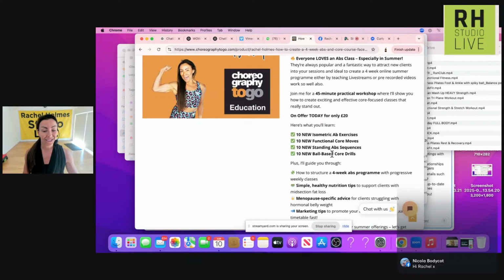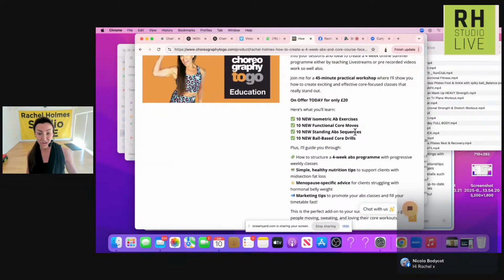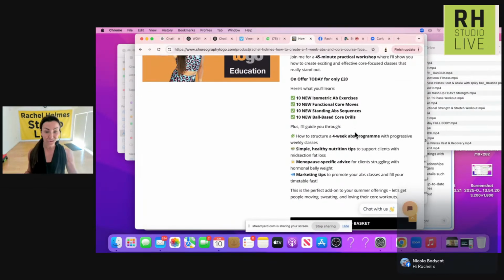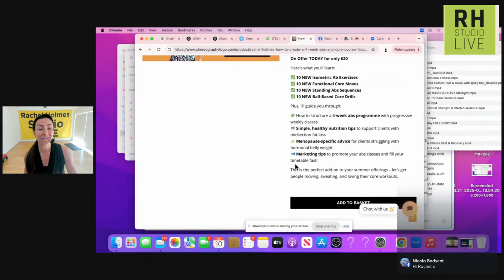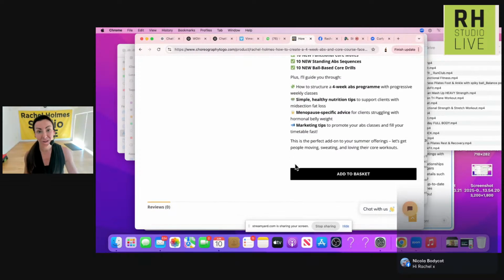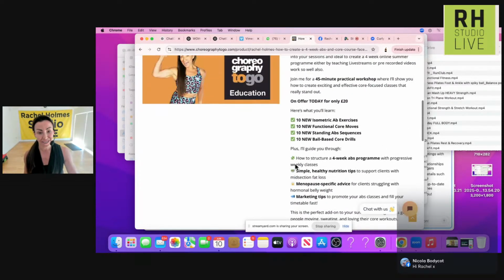I go through all the different exercises, so you could do a week of isometric exercises, a week of functional exercises, a week of standing core. You could do ball-based drills if you've got equipment. And then how you could structure this 4-week program. So you could add some very simple nutritional tips. You could give potentially some menopause specific advice if that's your market. And then I also go into how to market it, how to do an early bird offer, etc.